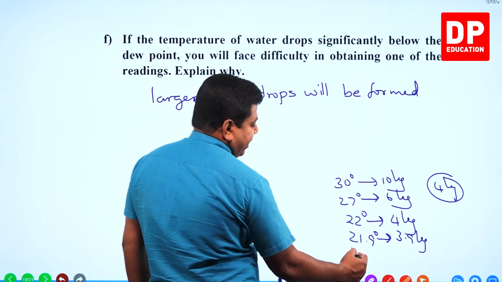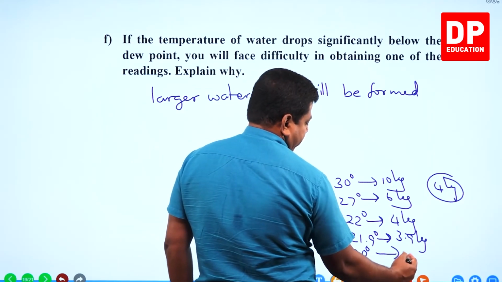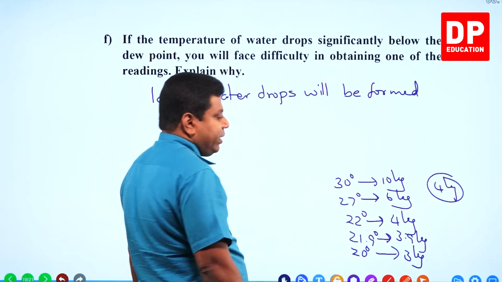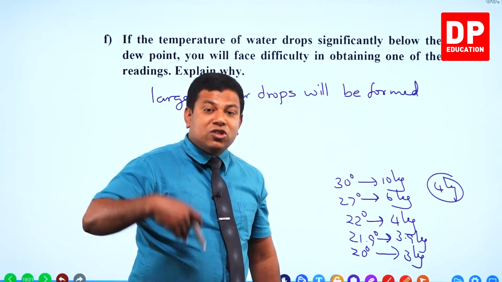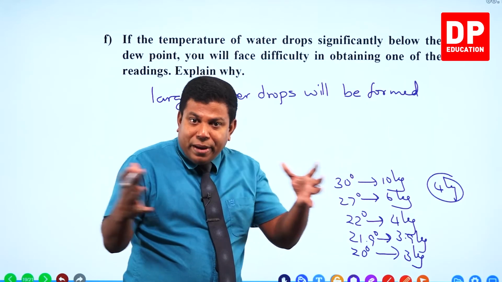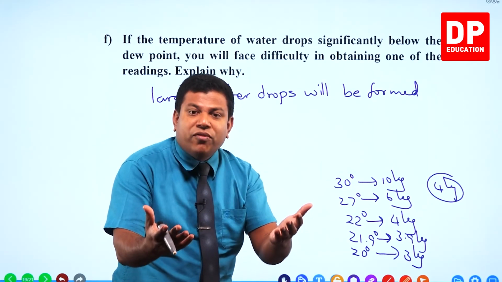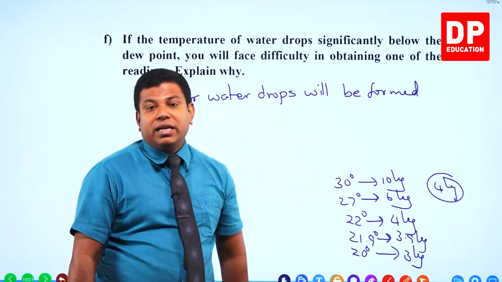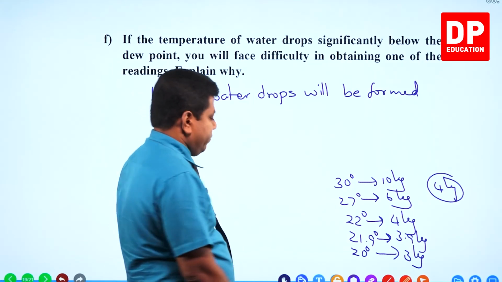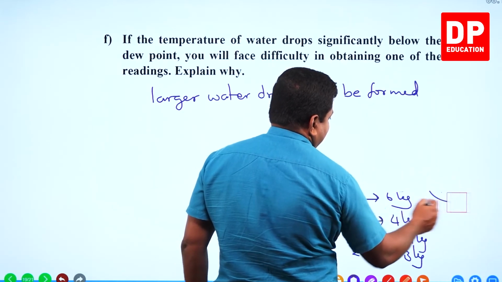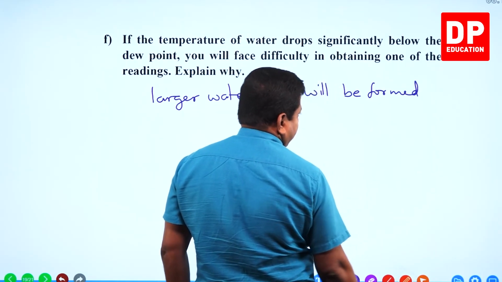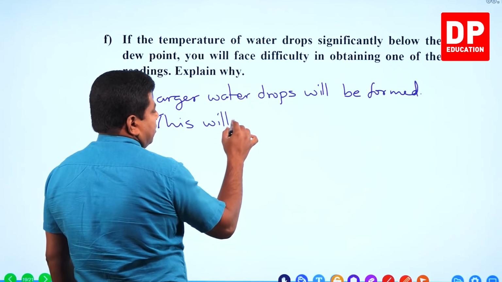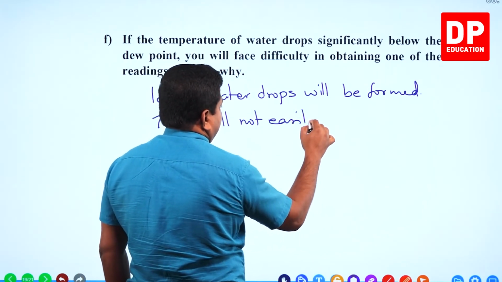What will happen? It goes to 20 degree. This may be 3 kilogram. Then what happens? Already we have 4 kilogram vapor in air, but only 3 kilogram can stay there, then 1 kilogram has to get condensed. More vapor has to get condensed, which means more water has to be formed. That's why I say if the temperature drops significantly, larger water drops will be formed, and they won't easily vanish when you are increasing the temperature. This will not easily vanish.